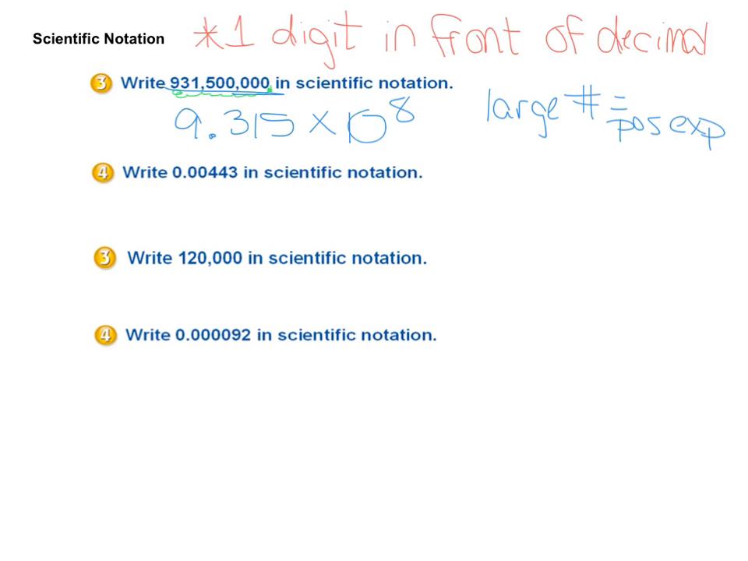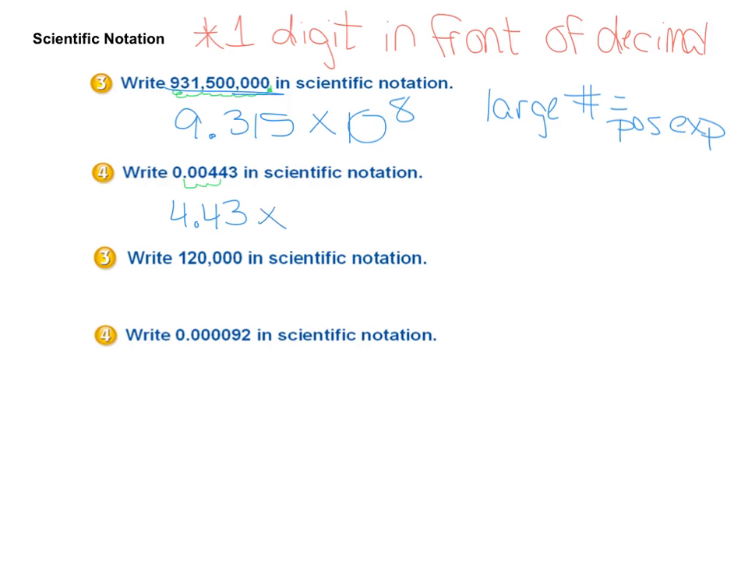We need 1 digit that's not a 0 in front of the decimal. So we need to move the decimal here. So we're going to swoopy over 1, 2, 3, 4. I messed that up, didn't I? Let's try that again. We're going to move it over 1, 2, 3 places. So we're going to write 4.43. Part of the purpose of this is to not have to write all these zeros.